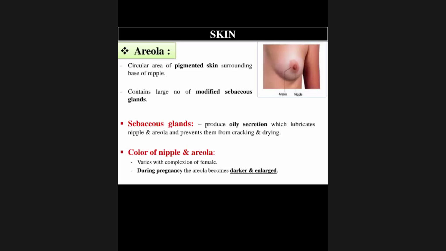And now coming to the areola. The areola is a circular area around the nipple, and it is pigmented. It is pigmented skin that surrounds the base of the nipple. It is dark red, and it contains a large number of modified sebaceous glands.